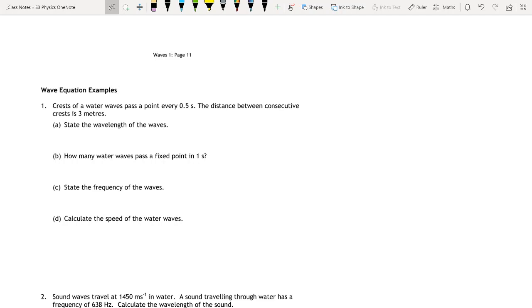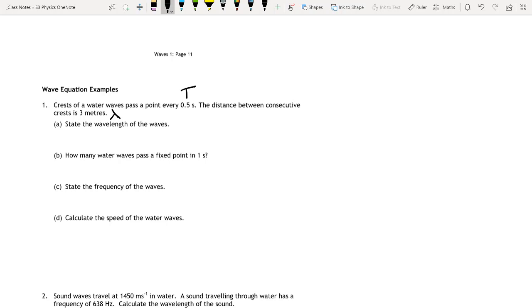So, crests of a water wave pass a point every 0.5 seconds. So that means one wave passes in 0.5 seconds. What's the time for one wave to pass? It's the time period. The distance between consecutive crests is 3 meters. So the distance between one crest and the next is also called the wavelength.